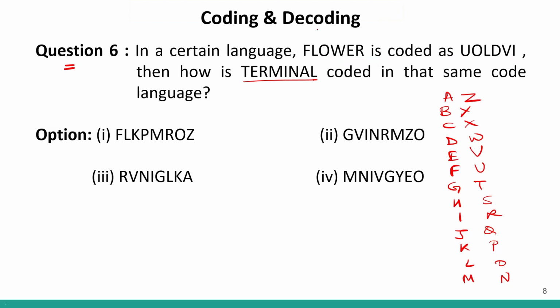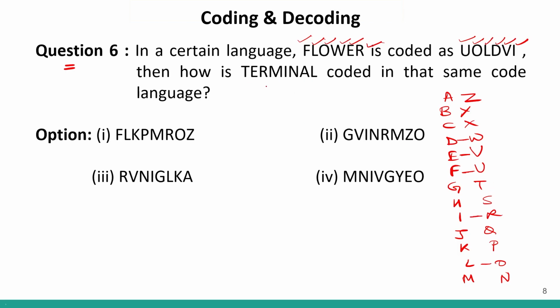Now, if I look over here, F and U are opposite letters, correct? L and O are opposite letters. Similarly, O, L, same concept. W and D are a pair of opposite letters. E and V are a pair of opposite letters. And R and I are a pair of opposite letters. Correct? These are your opposite letters.